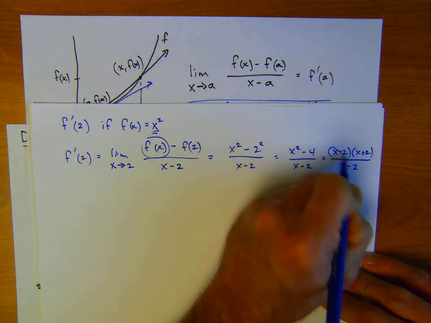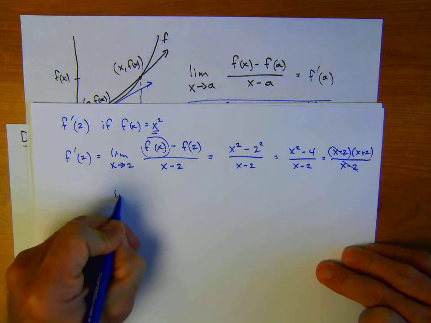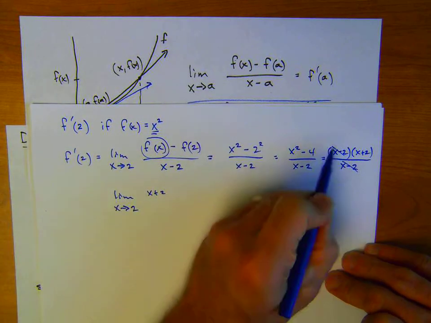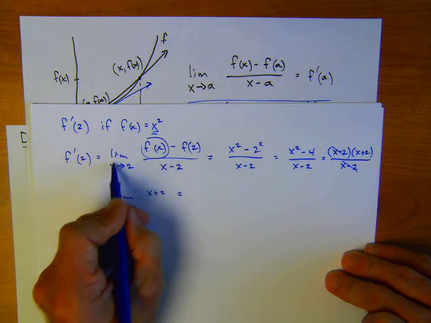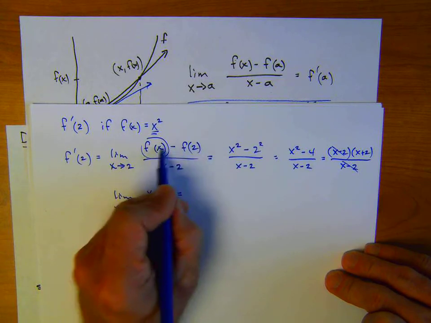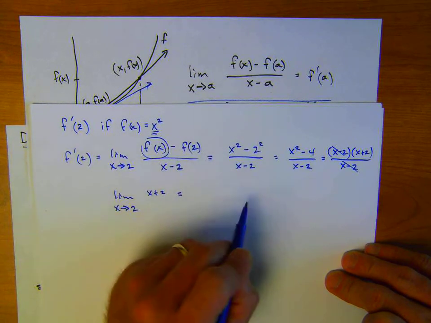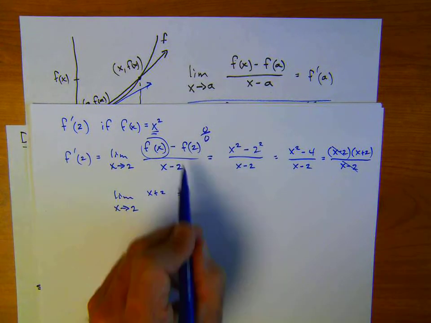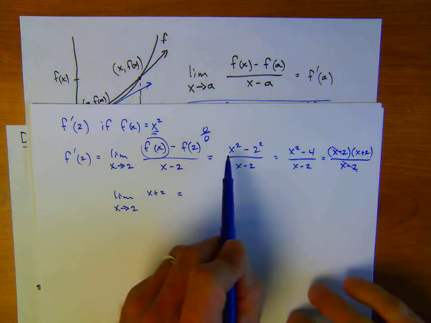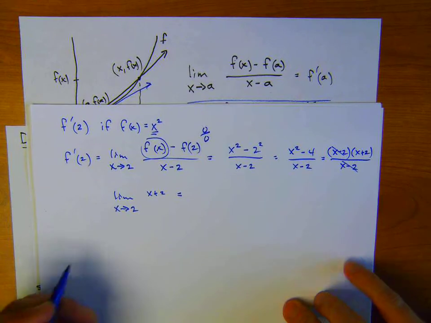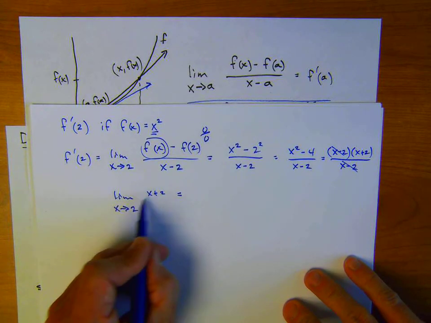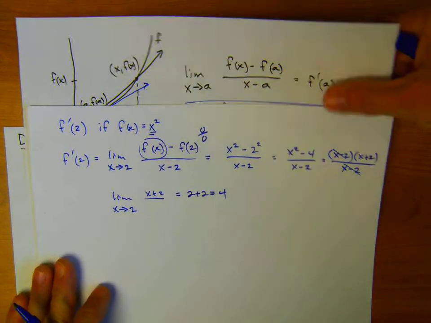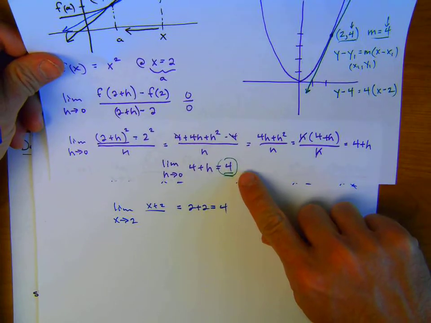x minus 2 divided by x minus 2 is 1. So now I'm left with the limit as x approaches 2 of x plus 2. That canceled out. Remember, if I just substituted 2 at the beginning, I would have f of 2 minus f of 2, which is 0, over 2 minus 2, which is 0. I would have had 0 over 0, indeterminate form. So what we need to do is plug these things in, simplify, and use some of our algebraic techniques for evaluating limits, and at this point, because this is continuous at 2, I can just put in 2. 2 plus 2 equals 4, and we can see that that gives us the same answer that we had previously.